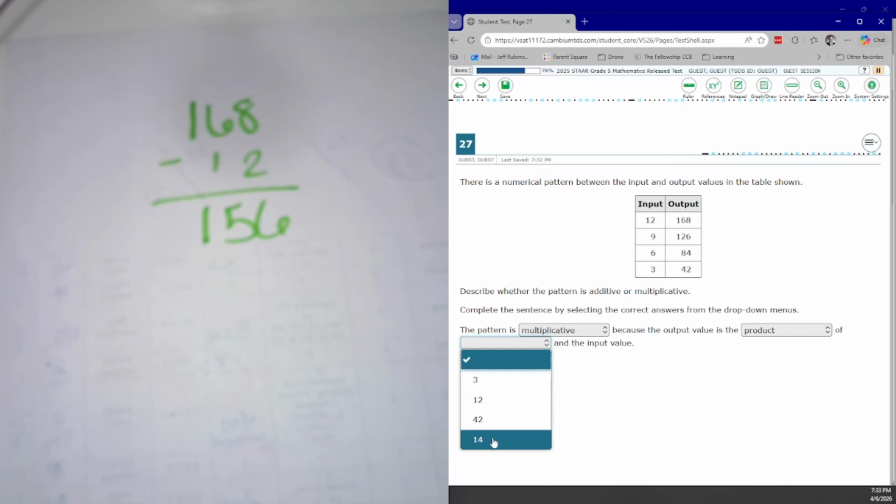But I'm looking. It can't be 42 because 3 times 42 is not going to be 42. 1 times 42 is 42. So it can't be that. That means the only logical answer is going to be this 14. But let's try it out because we're amazing mathematicians to make sure that it's 14.